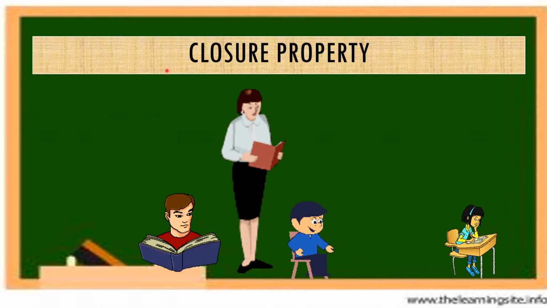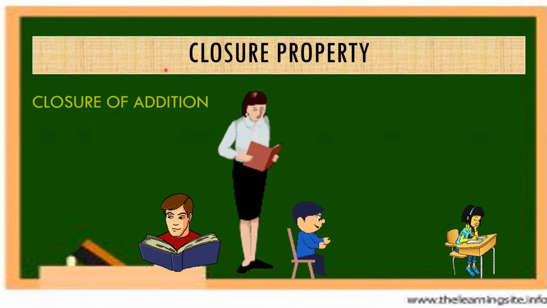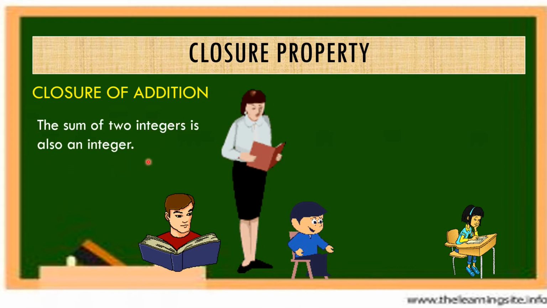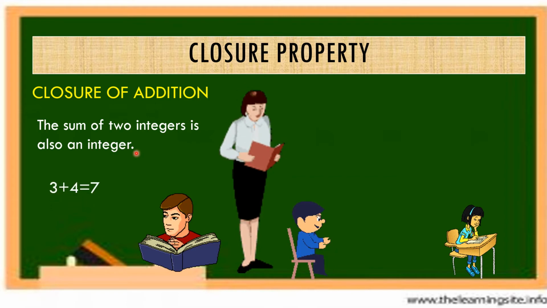We have closure property. Closure of addition. The sum of 2 integers is also an integer. If we add 3 plus 4, the result is 7. And 7 is an integer.